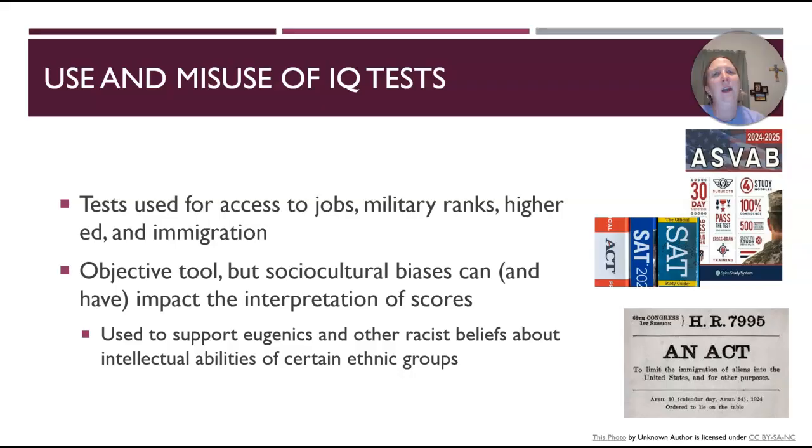In the 1920s, immigrants were asked to pass IQ tests in order to come into the United States, but they were often biased towards those from Northern or Western Europe because at that time, the United States had biases against those coming from Southern or Eastern Europe.